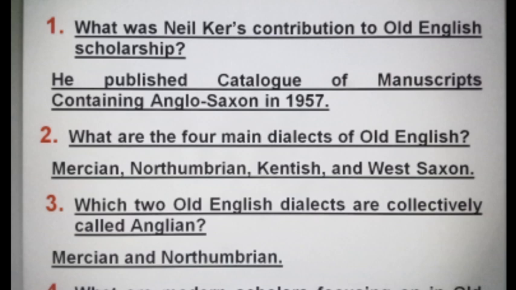The first question: what was Neil Ker's contribution to Old English scholarship? Neil Ker published a catalogue of manuscripts containing Anglo-Saxon in 1957. What are the four main dialects of Old English? Mercian, Northumbrian, Kentish, and West Saxon.